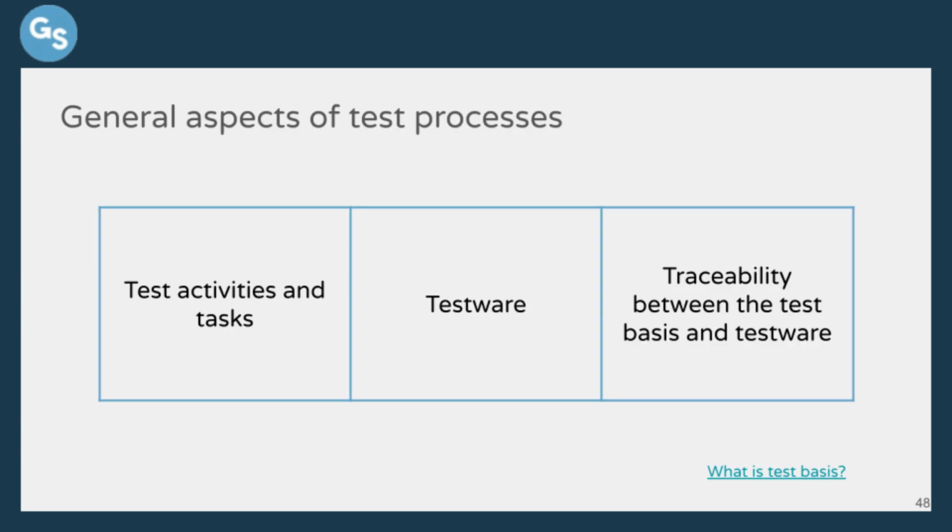In the following sections, we will describe general aspects of organizational test processes in terms of what we call test activities and tasks, test work products, and also traceability between the test basis and testware. The test basis are all the foundational documents used to design and execute tests, so we can detect defects early and reduce the need for costly changes later in the software development lifecycle. It is very useful if we can create measurable coverage criteria for our test basis.